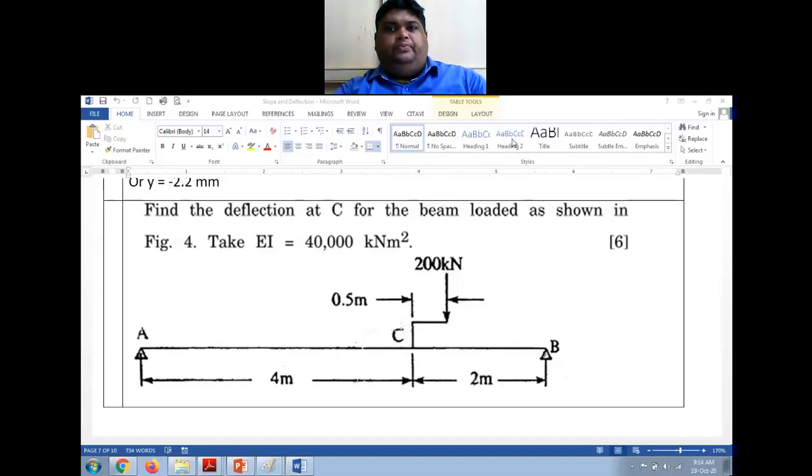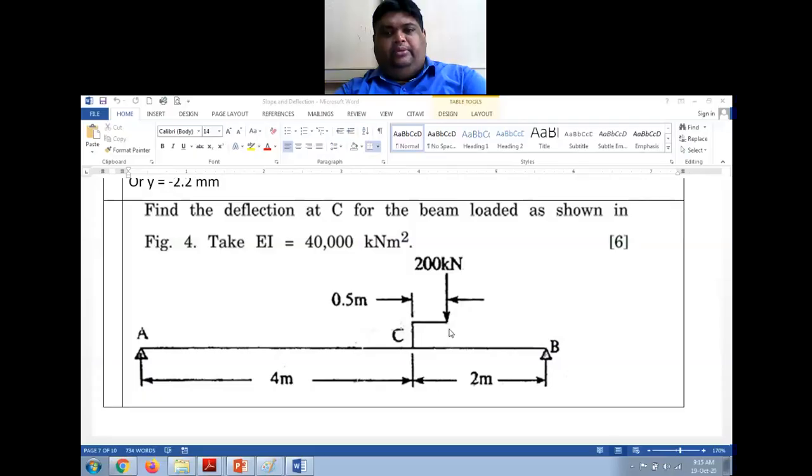In this, we are having a crank over which there is a load of 200 kilonewton. That is the difference here. So because of this eccentricity, there will be a vertical load of 200 kilonewton acting at point C, as well as a couple. Now this is on the right side, right? The crank is towards the right side.